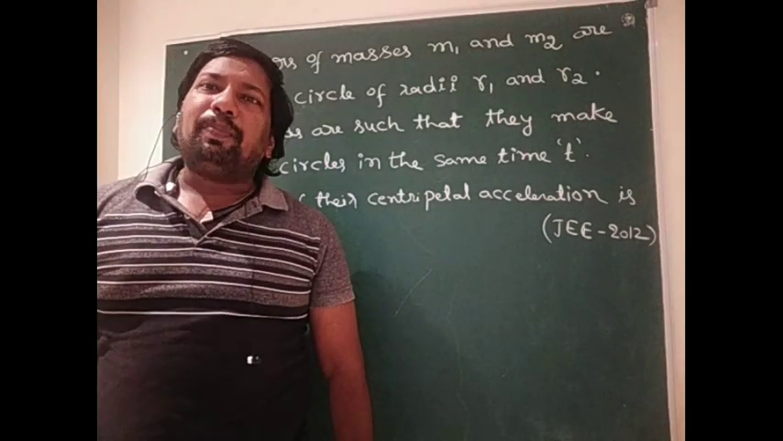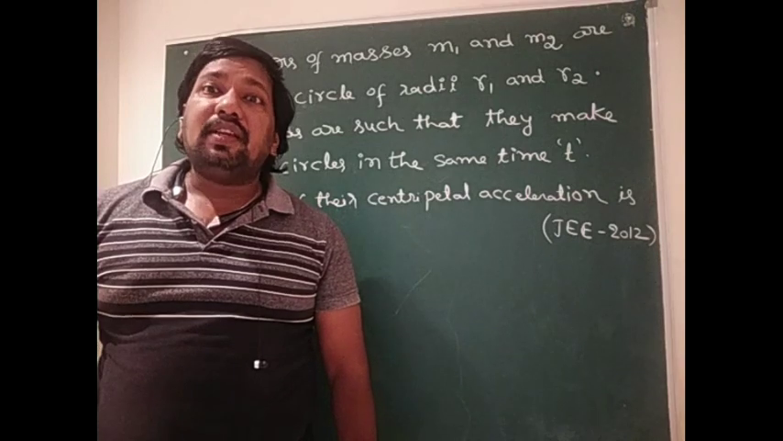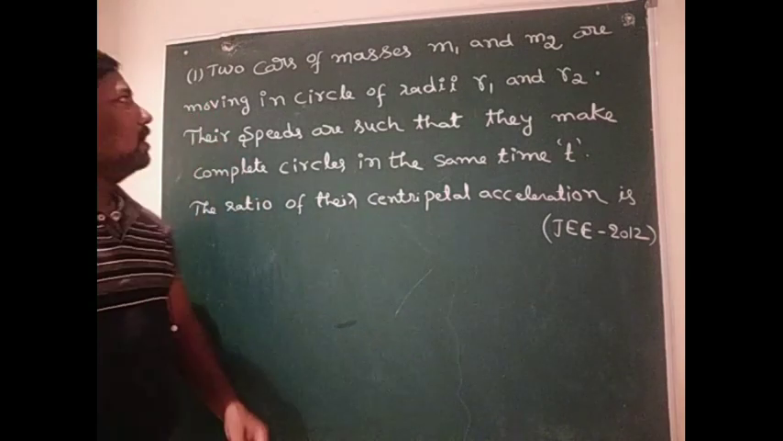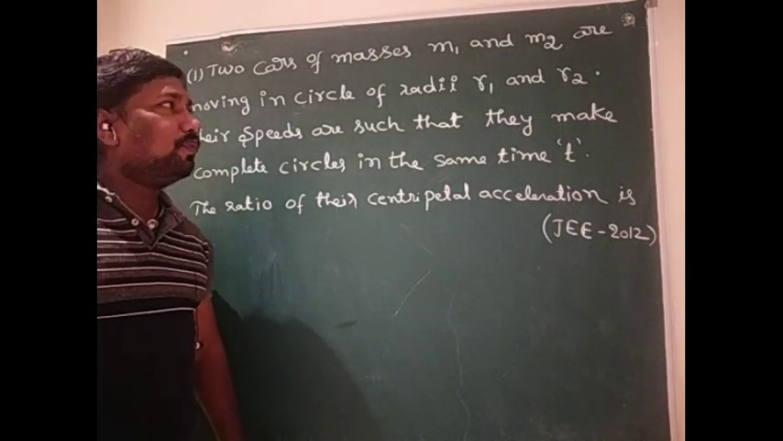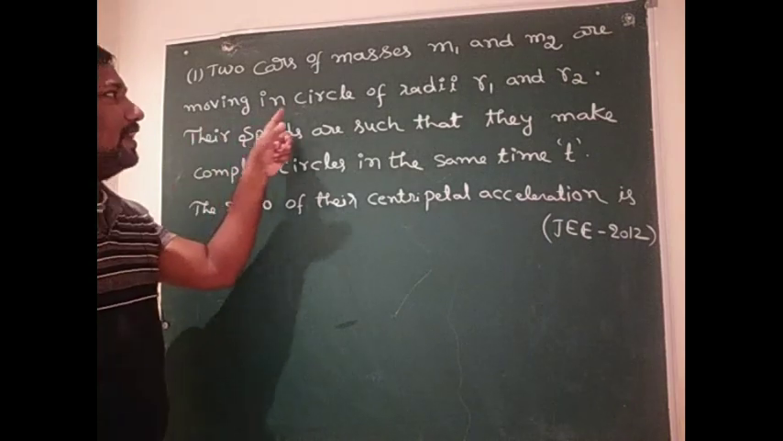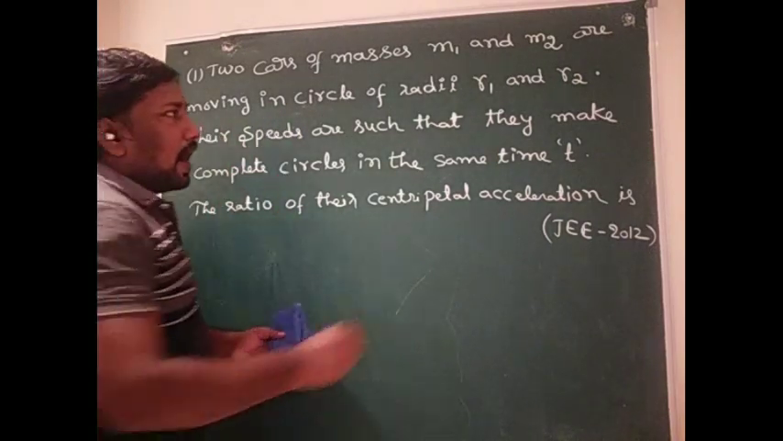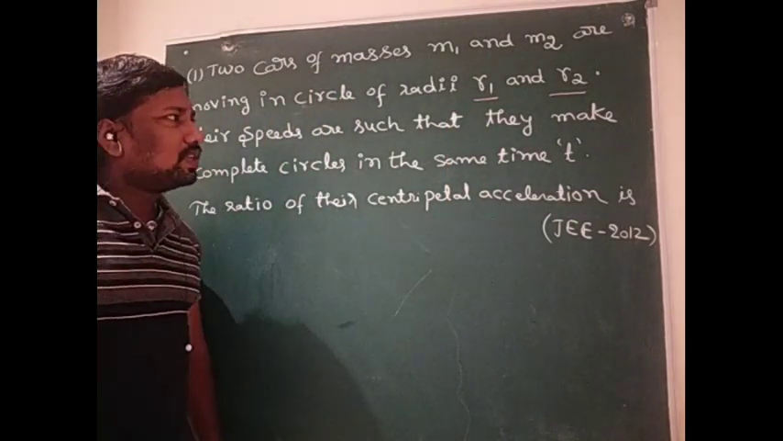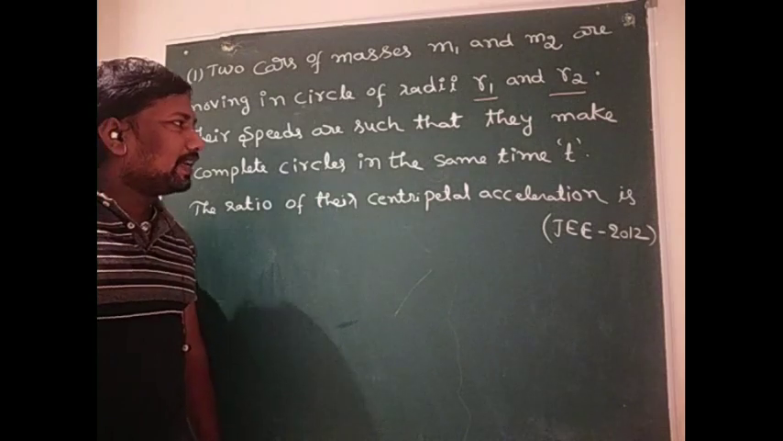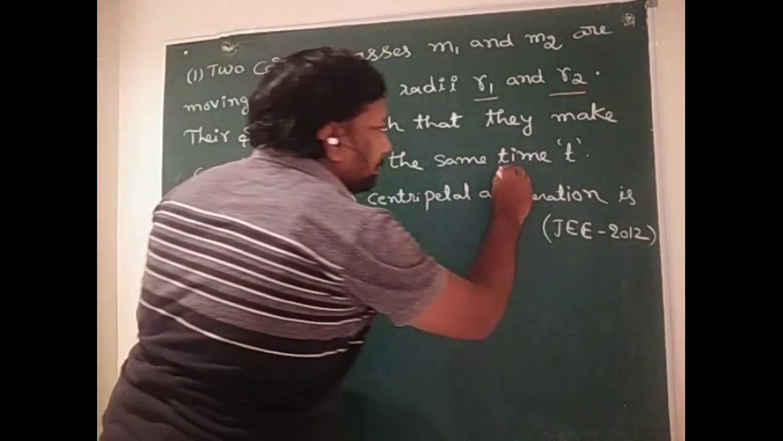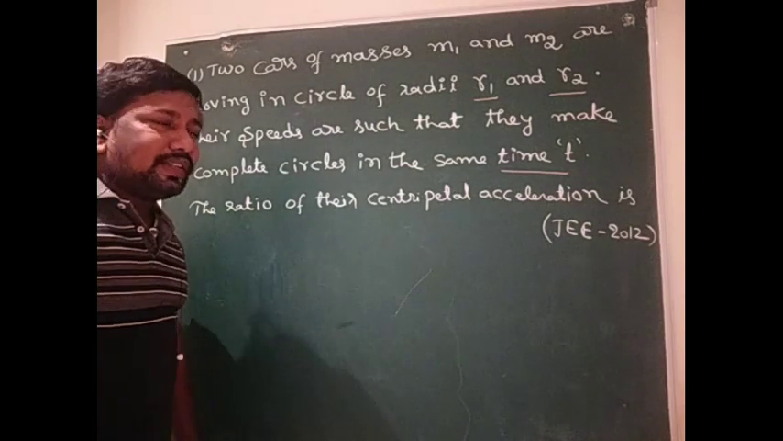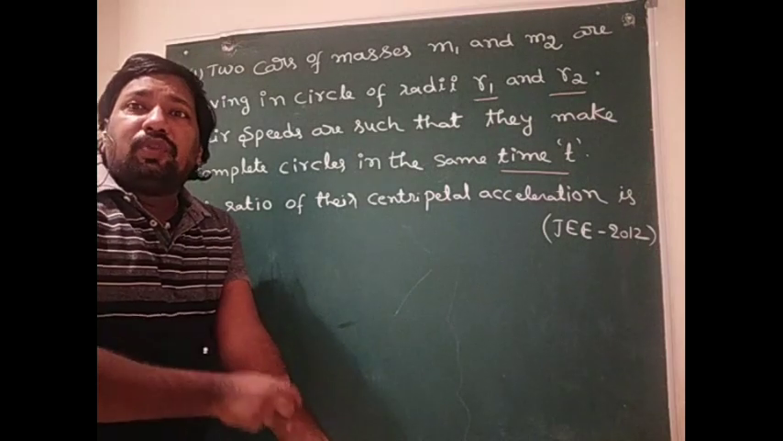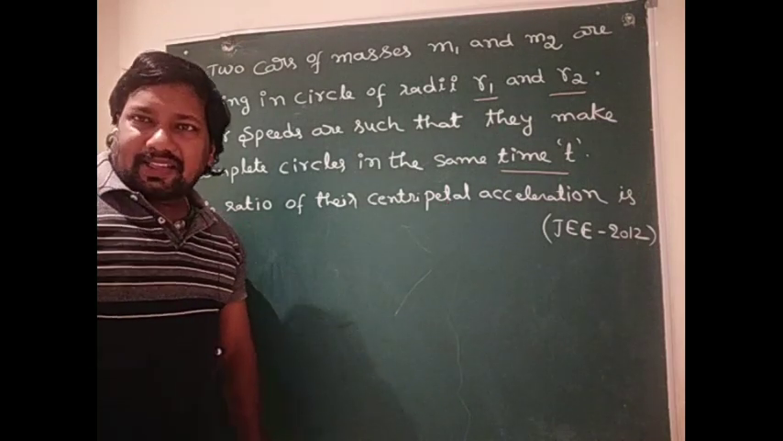Discuss previous JEE Mains problems in circular motion. First problem: two cars of masses m1 and m2 moving in circles of radii r1 and r2. Their speeds are such that they make complete circles in the same time t. The ratio of their centripetal accelerations is, so you can find out the ratio of the centripetal accelerations of the two particles.